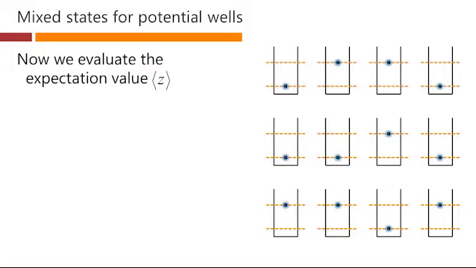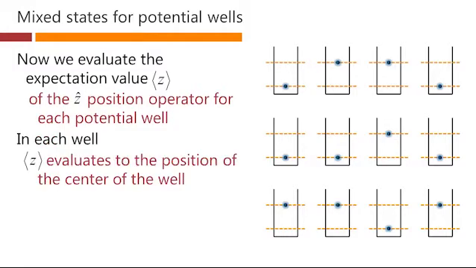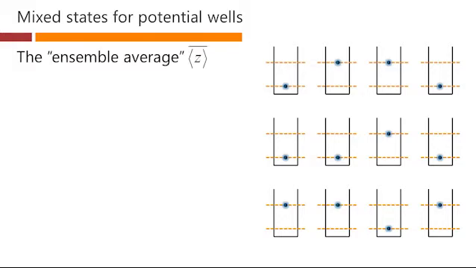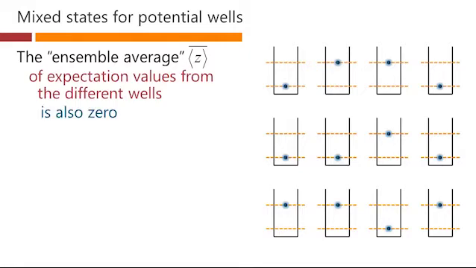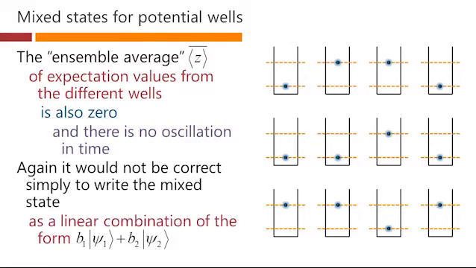Now let's evaluate the expectation value, z, of the z position operator for each potential well. In each well, actually, regardless of which state we're in here, z will evaluate to the position of the center of the well, since each of these two wave functions, the first and the second, happens to be equally balanced about the center in this case. Hence, the ensemble average, the average value we would get for looking at the expectation value of the position from all of these different measurements of the expectation values from these different wells, is also 0. And there is no oscillation in this state. And again, it would not be correct simply to write this mixed state as a linear combination in this form. It's not behaving like that. This one would be oscillating. This is not oscillating.